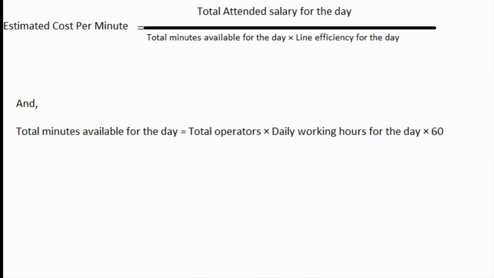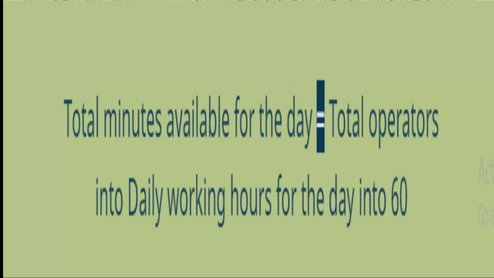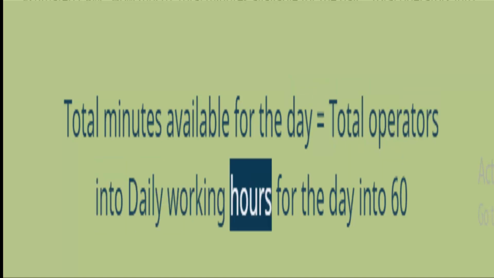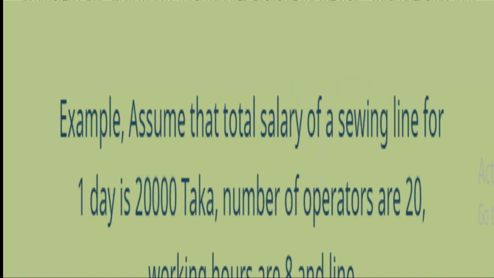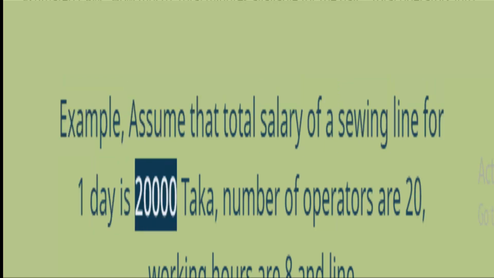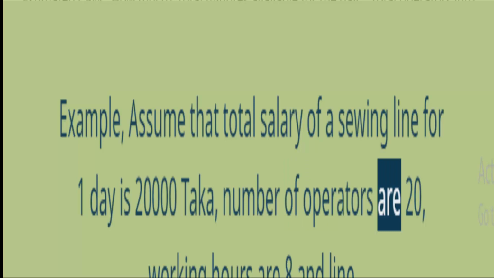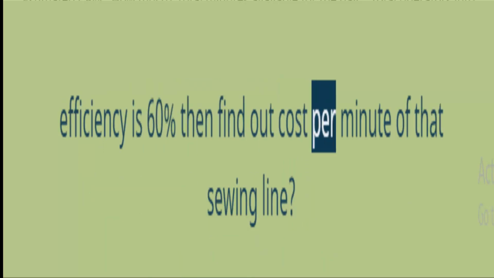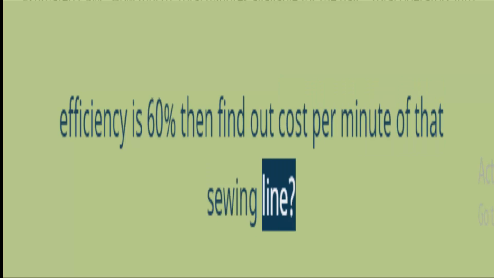And total minutes available for the day equals total operators into daily working hours for the day into 60. Example, assume that total salary of a sewing line for one day is 20,000 taka, number of operators are 20, working hours are 8 and line efficiency is 60%, then find out cost per minute of that sewing line.